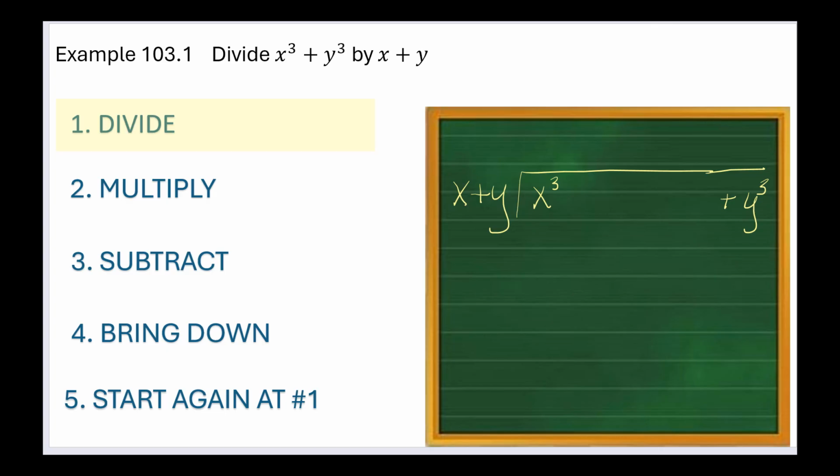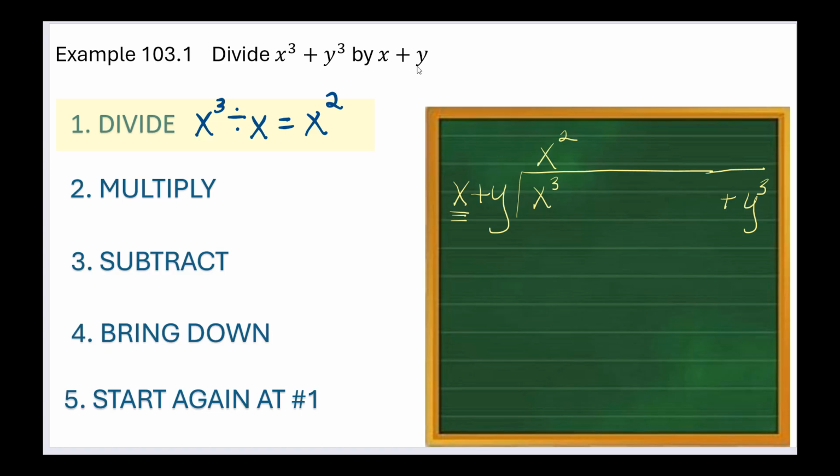x plus y divided into x cubed. How am I going to do that? Well, you're not going to look at the y right now. You're just going to pay attention to the x when you do the division step. Only when you do the division step, just pay attention to x. All the other steps, you pay attention to everything. So we're going to start by dividing x into x cubed. So x cubed divided by x is x squared. And that is what we're going to put in our quotient right here, x squared.